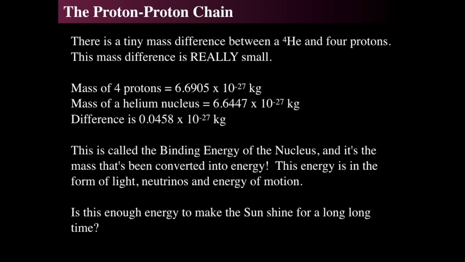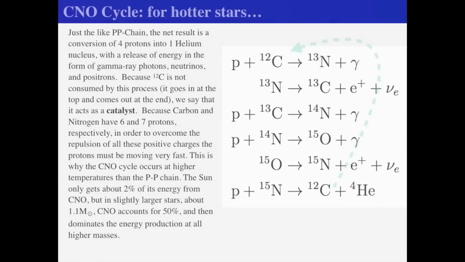So the proton-proton chain is a way of actually getting energy, but the mass difference is extraordinarily small. Is that enough to make the sun shine for a very, very long time? The mass difference is tiny. That's called the binding energy of the nucleus. It's a tiny amount of energy that's released, and there's a huge amount that's happening, but is that enough energy to make the sun last long? So let's actually analyze it.